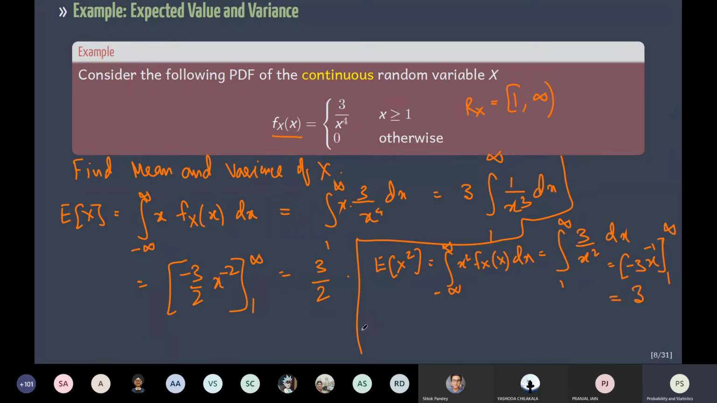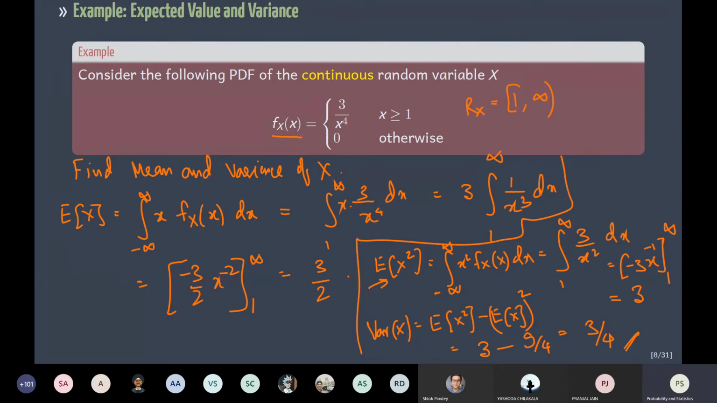Okay, and then variance of x is expectation of x square, remember, minus expectation of x whole squared. Okay, so we have these two terms. We have deliberately computed expectation of x square and this, so that we can compute the variance. So this is 3 minus 3 by 2 whole square, which is 9 by 4. So which is 3 by 4. Okay, so this is an example of computing the variance of a random variable.